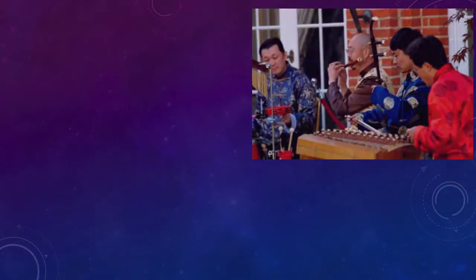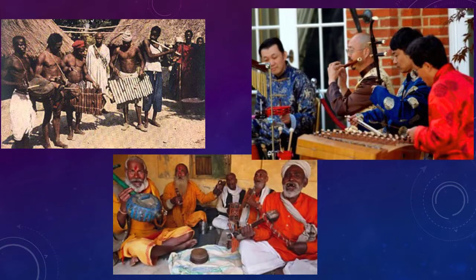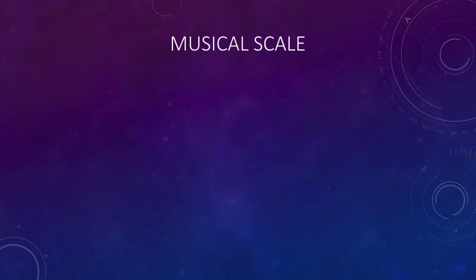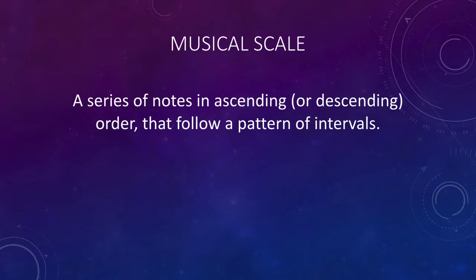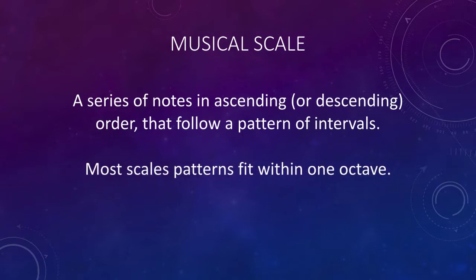Music is a universal language. All cultures seem to have some sort of indigenous music, and most melodic music, no matter what the origin, is based on a scale or a set of scales. So, what is a musical scale? A musical scale is a series of notes in ascending or descending order that follows a pattern of intervals. Most scale patterns fit within one octave.